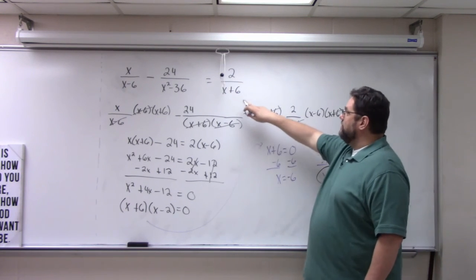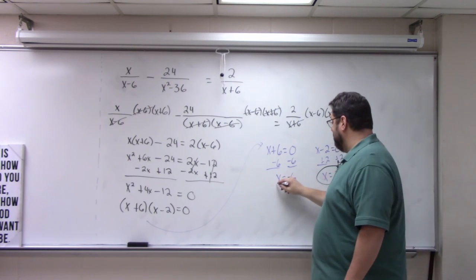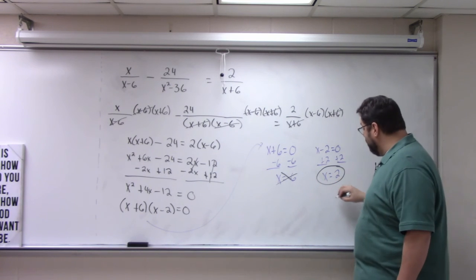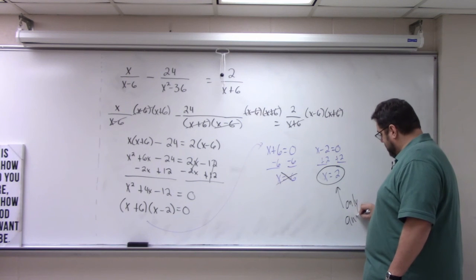Negative 6, let's just start here. Negative 6 plus 6, it causes a 0. We have to throw that one out. And so in this problem, that is the only answer.